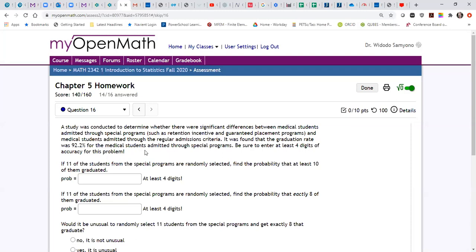So what do you think? I think the problem is like any equation, but for medical students, right? Medical school, something like that. Okay. So the first problem is if 11 students from the special program are randomly selected, find the probability that at least 10 of them graduated. Okay, so just simply using the Excel here. Let me show you.